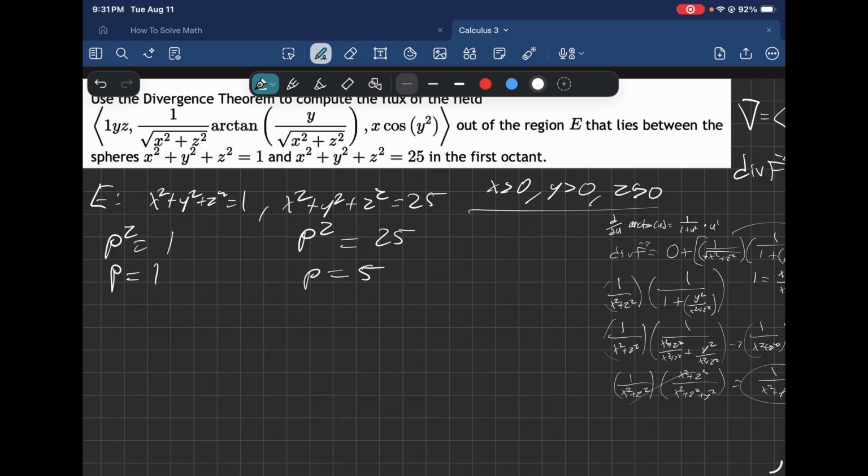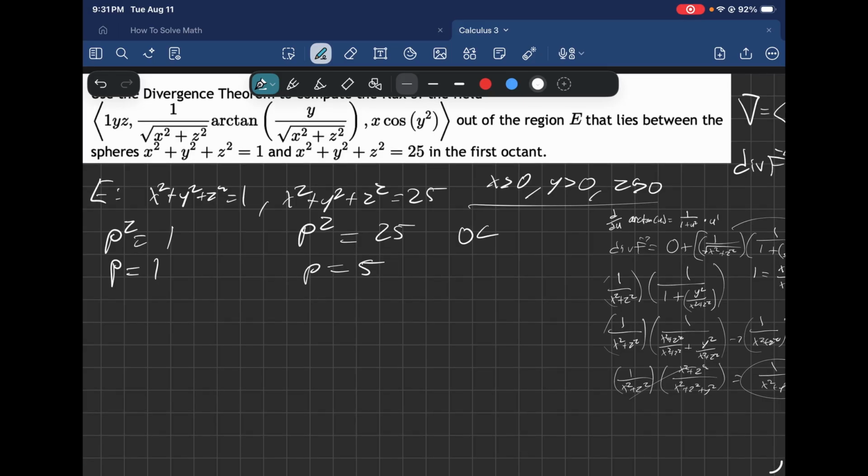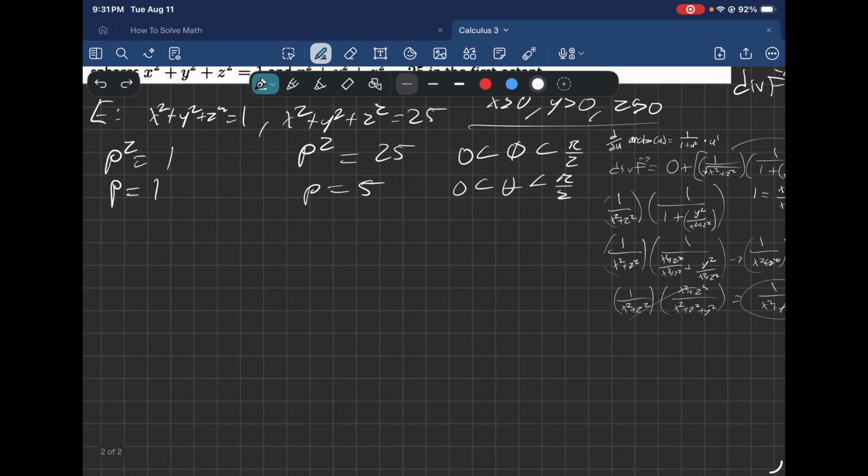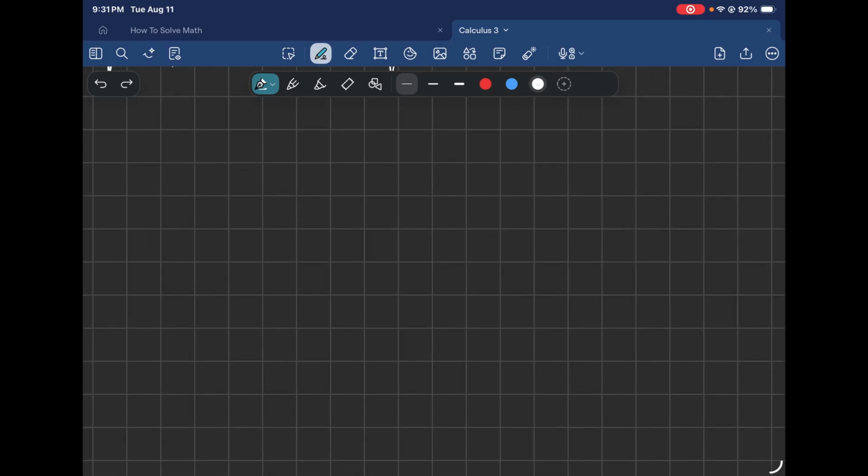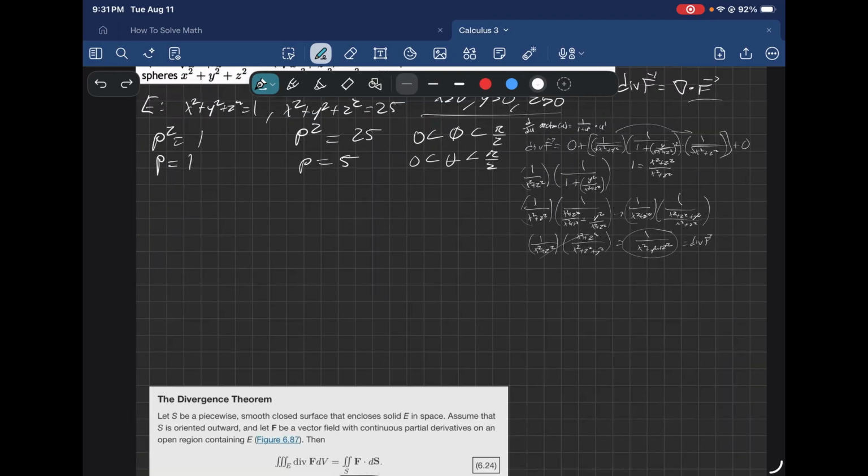And using the fact that we're in the first octant, we can visualize and understand that the boundaries for phi and theta will be 0 to pi over 2 for phi, and 0 to pi over 2 for theta. The reason is because this satisfies our condition right here of the first octant. So now we know our limits of integration. We can actually put it all together, set up our integral, and solve for the flux of the field. My apologies.